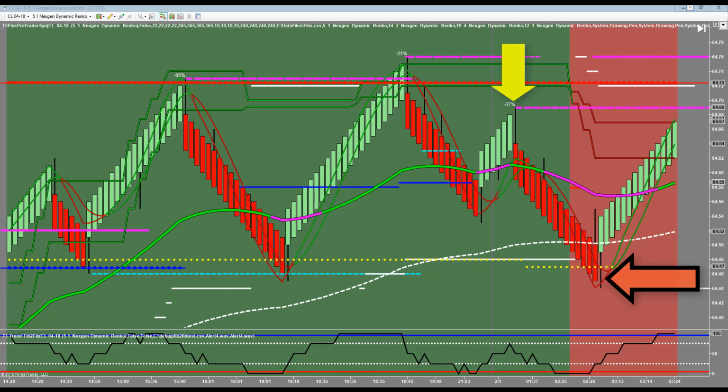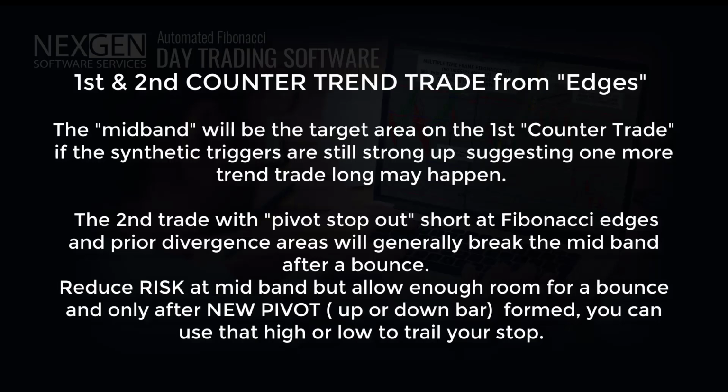So again, you have to go into each of your trade setups with an expectation of the target areas, should they hold. How exactly am I going to manage my stops? What should happen next based on the read of my fibs, trigger lines, and divergence areas?